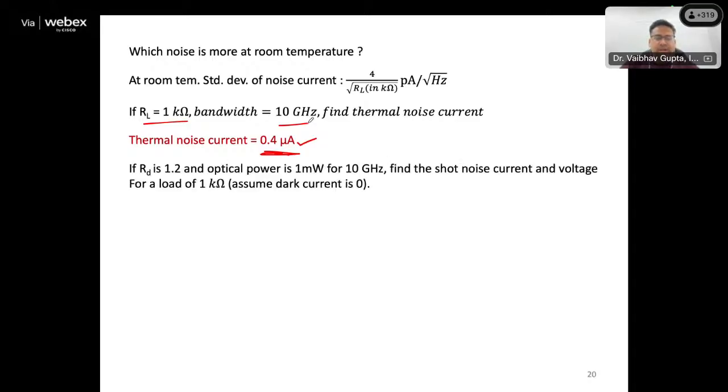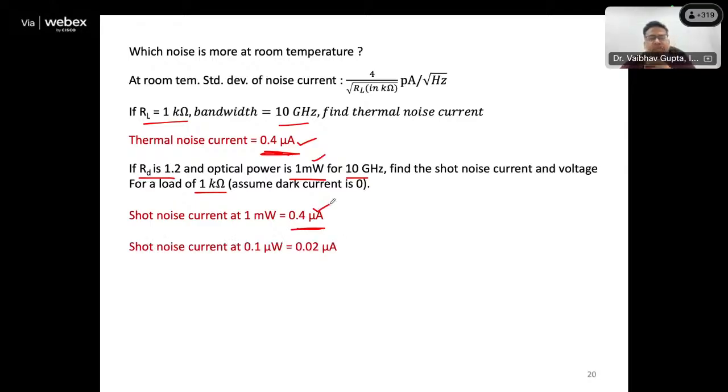What happens if you try to find out the shot noise? Again, you have responsivity RD of 1.2, the same RL of 1 kilo ohm, and a 10 gigahertz system. You have the detector, and roughly 1 milliwatt of power is incident on the detector. So this is quite a huge power. Typically, when we talk about quantum, we work with very small power, but let's say we have very large power hitting the detector. If you try to calculate the shot noise, you will end up with 0.4 microampere. So for a large power, they typically come out in the same range.